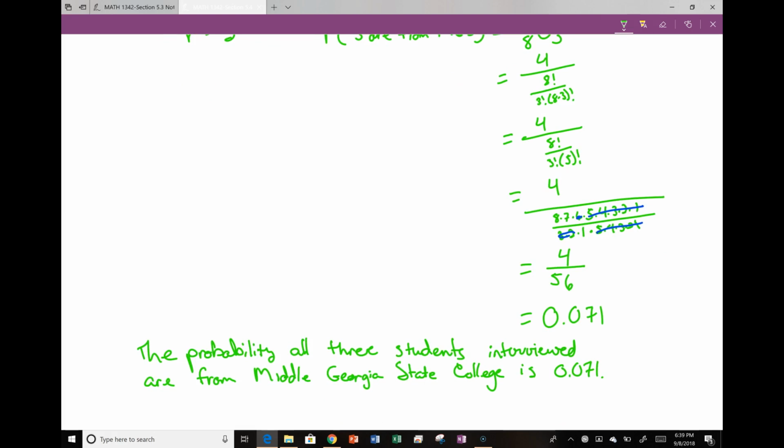Continue working with combinations, permutations, the counting rule. Go back and watch the video regarding how to use the calculator with not just permutations, but also combinations. And then let me know if you have any questions.